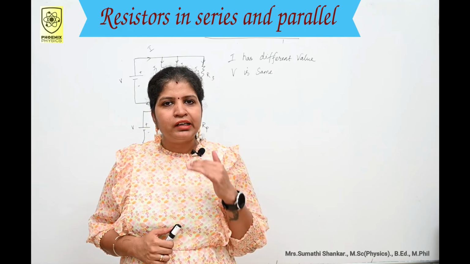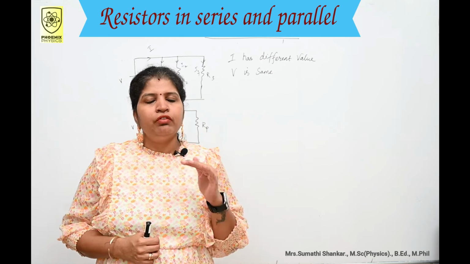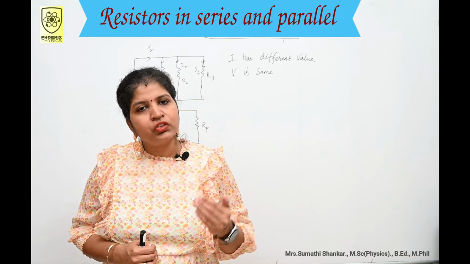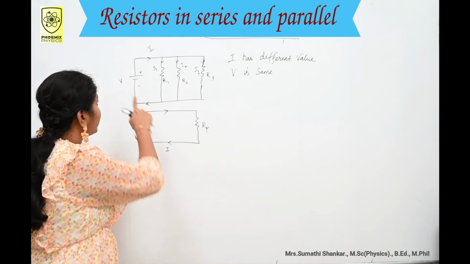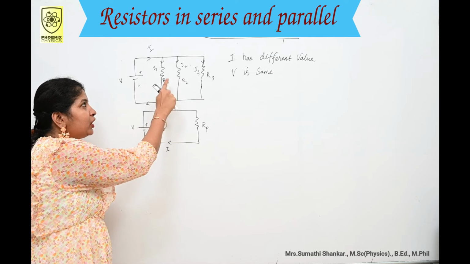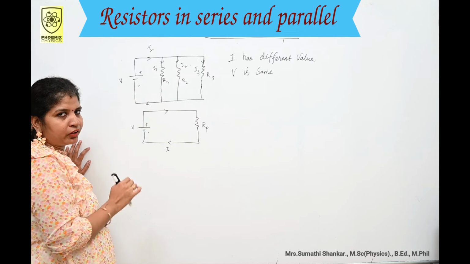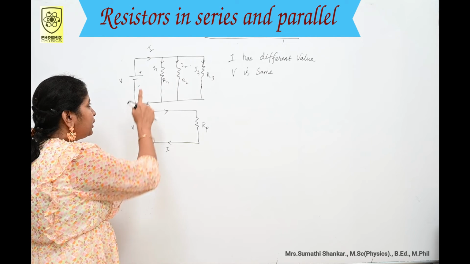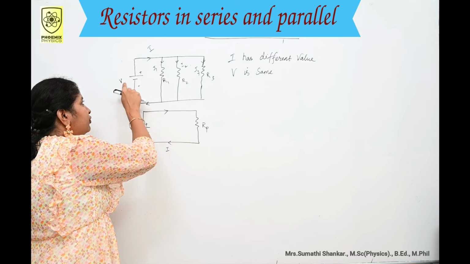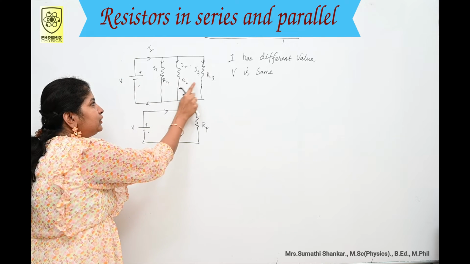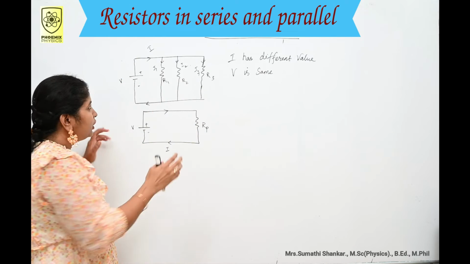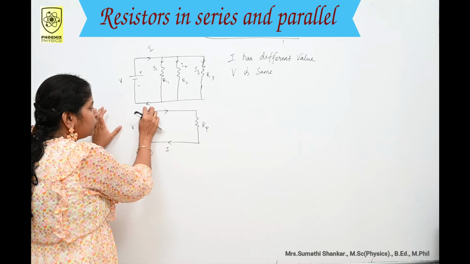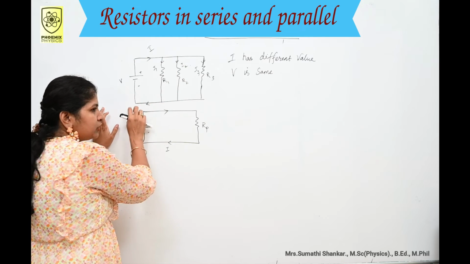Next topic is resistors in parallel. When 2 or more resistors are connected across the same potential difference, they are said to be in parallel connection. Look at the diagram. Here V is the same for all the 3 resistors. Why? Because this will create one circuit and this will create another circuit.